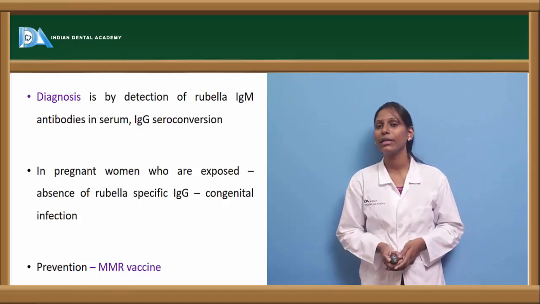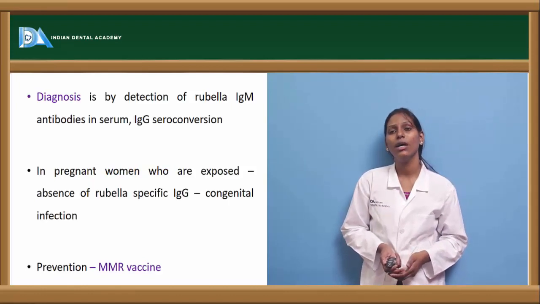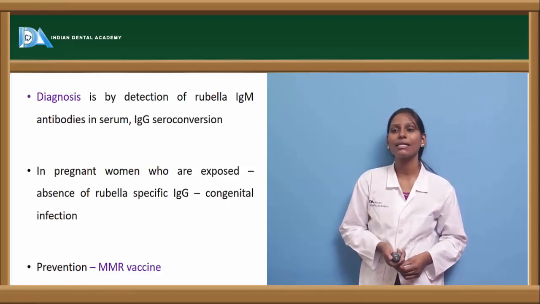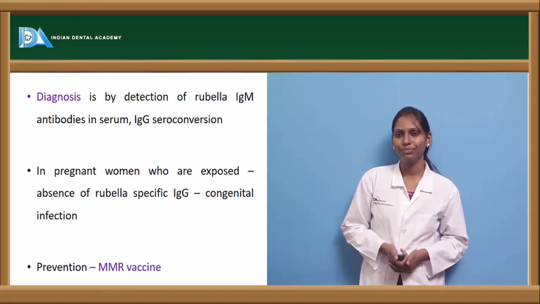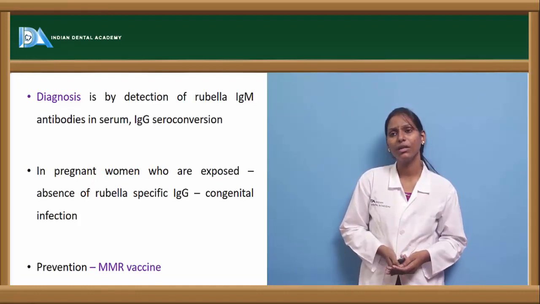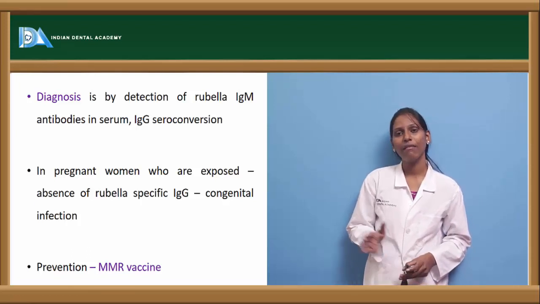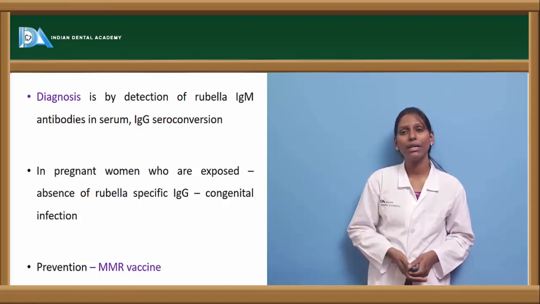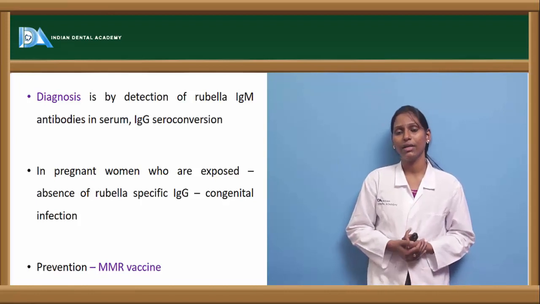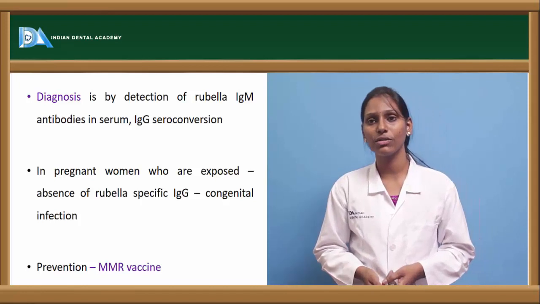Prevention can be done with the help of the MMR vaccine, which is a combined vaccine for measles, mumps and rubella. This vaccination will be helpful in preventing rubella in adults and children. However, if pregnant women are affected, then congenital rubella syndrome can be seen in their infants.